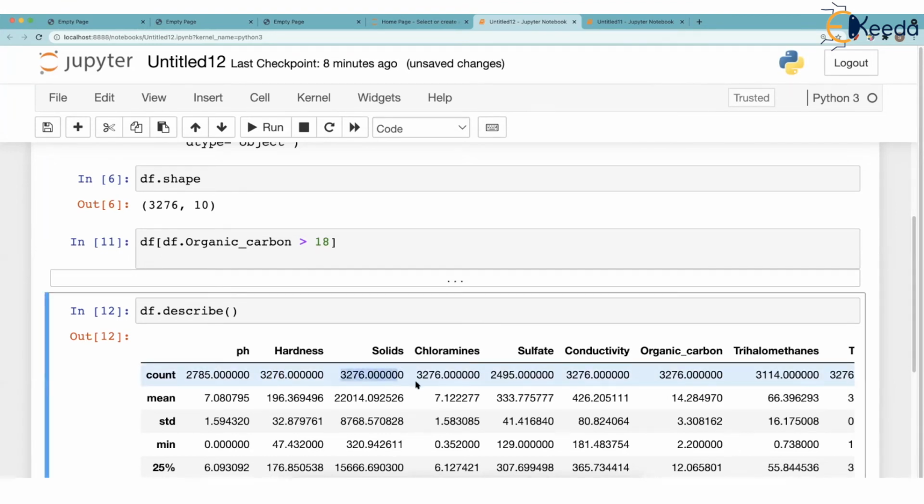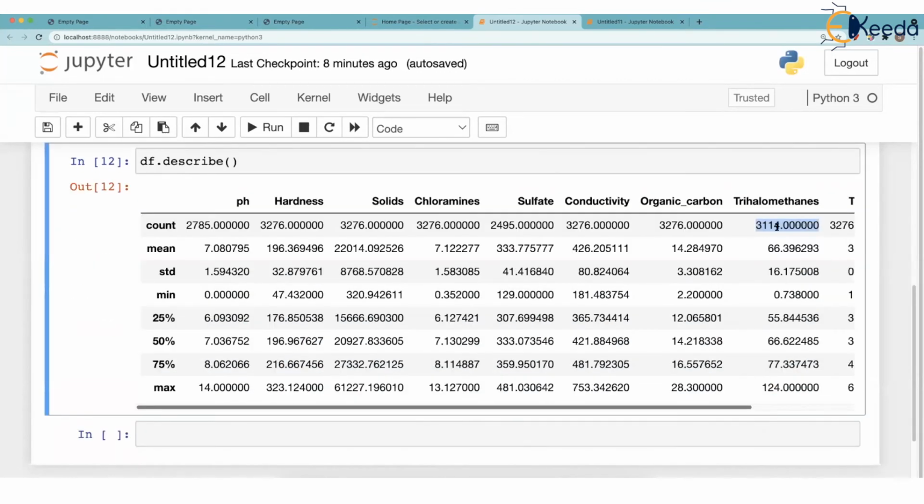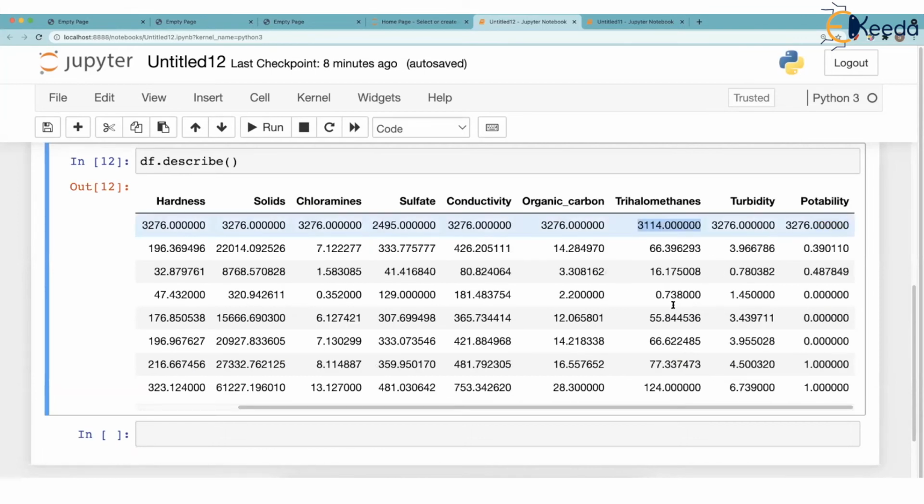Even for solids, this column is too bad. Oh good lord, check this sulfate. Many values are missing. Conductivity, everything is there in shape. Organic carbon, everything is there. This column has some missing values, isn't it? Some missing values. And potability, everything is there. Turbidity is also there. So we know that there are some missing values. You can see the average of each of the columns here, the standard deviation of each of the columns, and the minimum value of pH is 0.